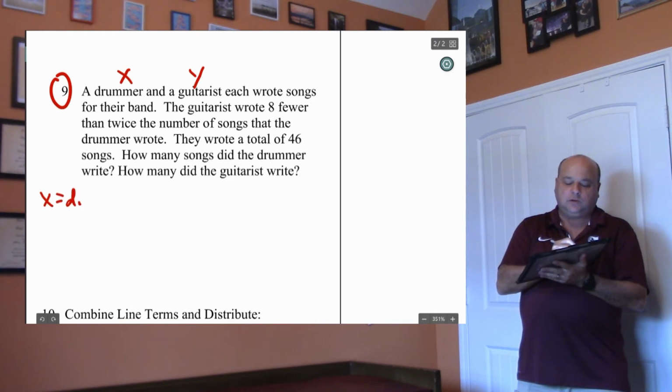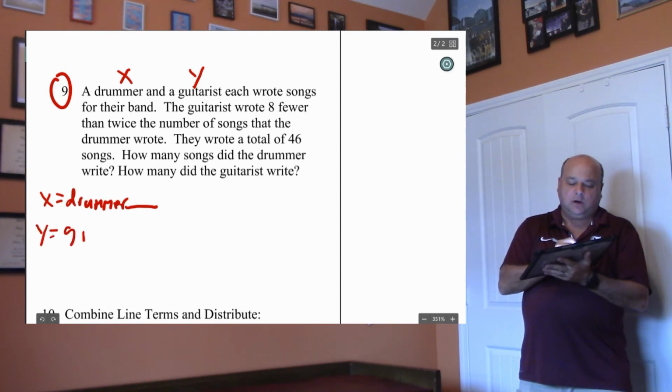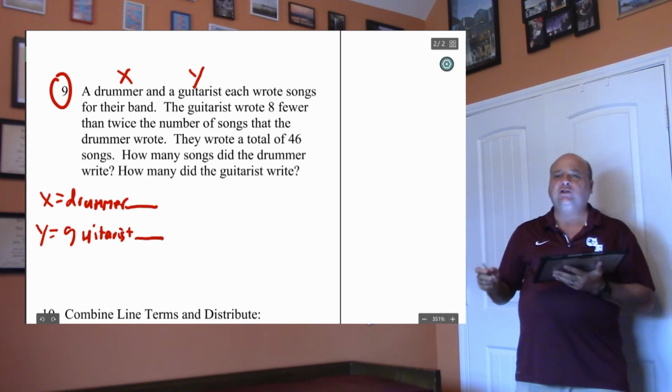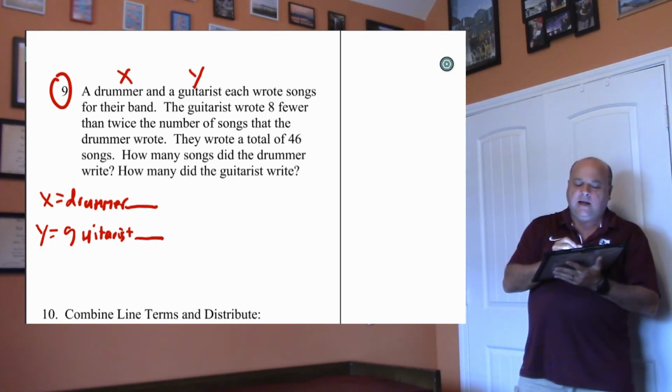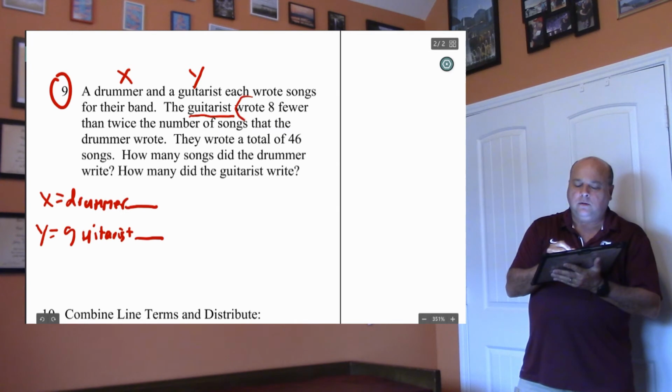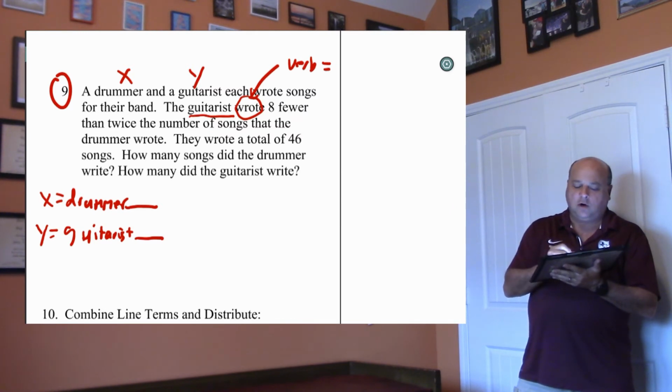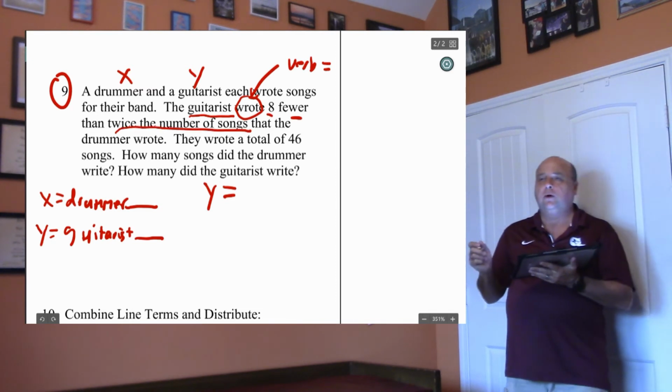On number 9, I have a drummer and a guitarist. So x equals drummer, and I'm going to put a blank. And then y equals guitarist, and I'm going to put a blank. That's where my answers are going to go, okay? Now then, "the guitarist wrote" is my verb. That's going to turn into my equal sign. The guitarist is y, so y equals 8 minus twice the number of songs the drummer wrote.